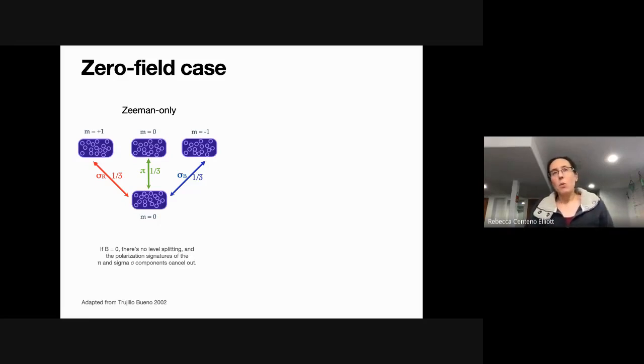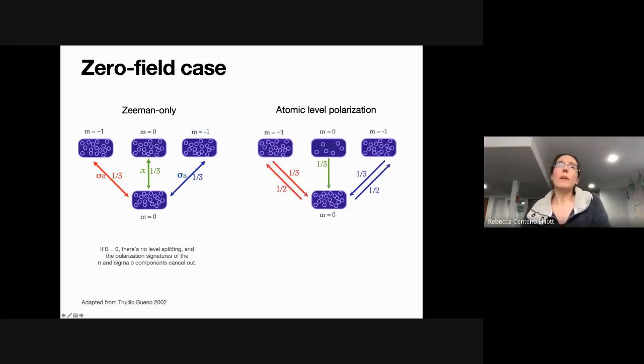So what happens when this is not the case, when these magnetic sublevels are unevenly populated? Well, in that case, there will be an imbalance between the number of pi and sigma transitions per unit volume and time, and this will cause an emergent polarization signature without the need to invoke a wavelength shift between these components. This is without the presence of the magnetic field. There are mechanisms that are able to create this population imbalance, which we refer to as atomic level polarization. And this in itself creates emergent polarization signatures in the radiation.